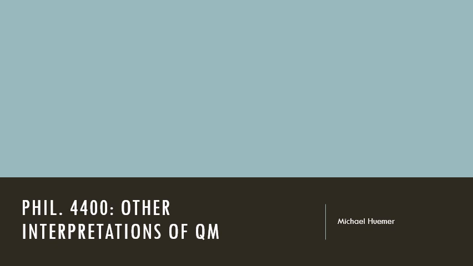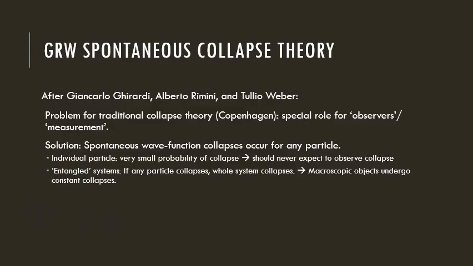Good afternoon and welcome to my last brief video lecture for Philosophy 4400 about quantum mechanics. This is going to be just a brief lecture about three other interpretations of quantum mechanics. We talked in some detail about the Copenhagen interpretation and Bohm's interpretation, and these are going to be three other possible interpretations. The first is the GRW theory, otherwise known as the spontaneous collapse theory.